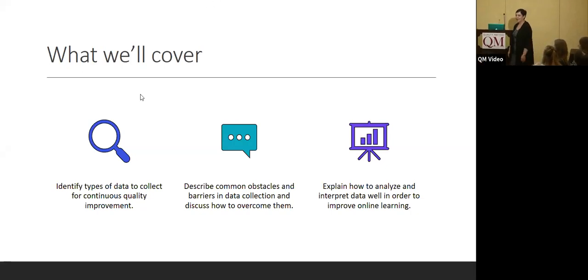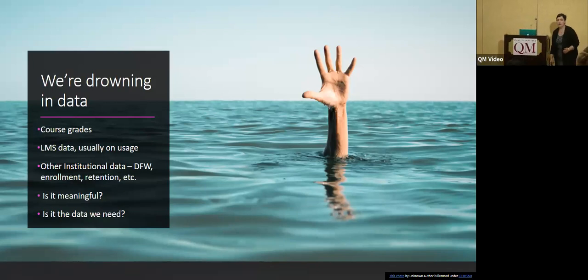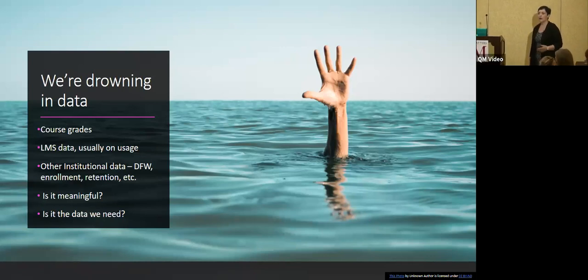Right? You can resonate with this. We're drowning in data. It's not as though we have a lack of numbers, right? We have data from our course. So we have grades from students, formative and summative assessments. We have information from the LMS on usage data. We have other types of institutional data like drop, fail, withdrawal rates. We're not at a lack for numbers, but what we have to ask ourselves is, is it meaningful?